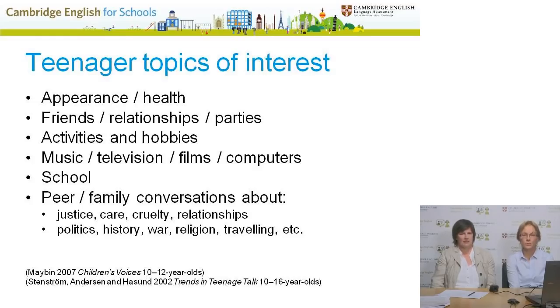The next topic area is school and related activities such as teachers or schoolwork, plus school activities like theatre groups, sports or choir also work well. Although you need to tread carefully with some topics, as we said, teenagers will be having peer and family conversations about such topics as you mentioned, such as justice and care, cruelty, relationships already among 10 to 12-year-olds, or politics, history, war and religion, or travelling among older teenagers up to 16-year-olds. Please note, as you have also mentioned, that these are taboo topics and they are potentially upsetting topics which would never appear in Cambridge English exam papers such as politics, religion or war.